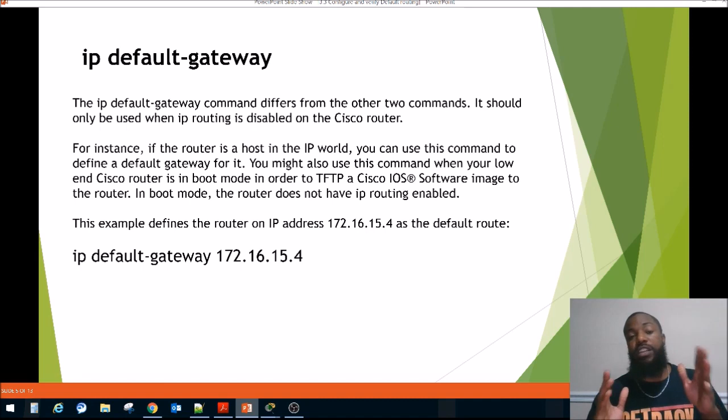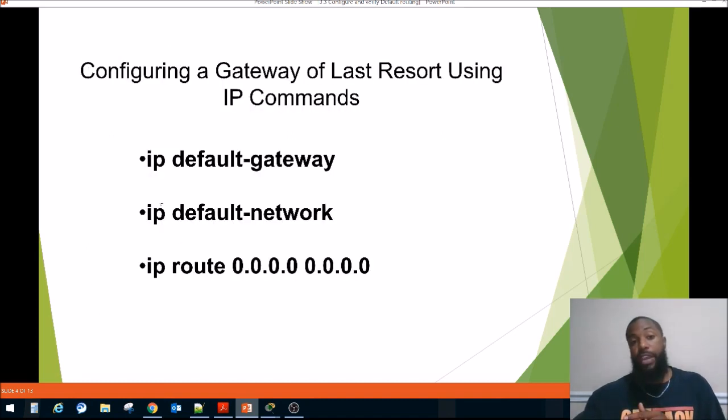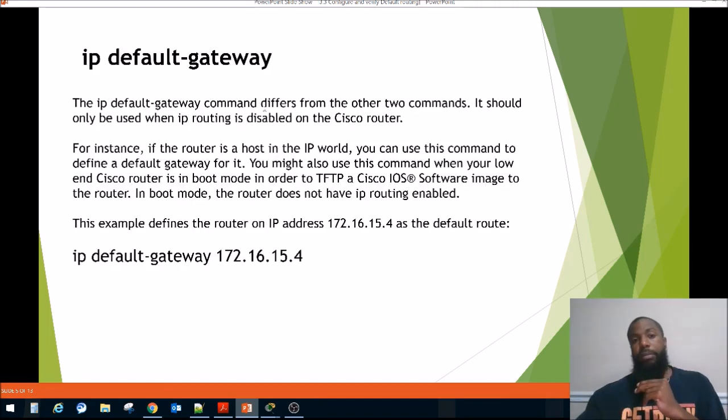Okay, so we've got ip default-gateway. That's one command we type in to configure a default gateway, or default route. As you can see, it says this command differs from the other two commands, which are these right here, ip default-network and ip route 0.0.0.0, sometimes called the quad 0 route. The ip default-gateway command should be used only when IP routing is disabled on the Cisco router. You might be asking yourself, when would routing be disabled on a router?